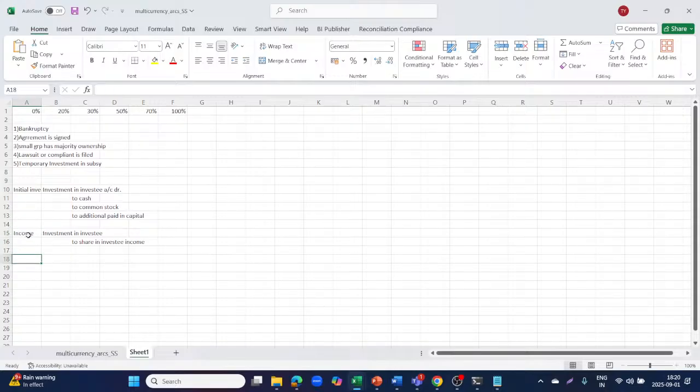Okay, now the third entry that we'll be doing is to record if any dividend is declared by the investee. In that case, if any dividend is declared, then it should have cash account debit, to investment in investee account credit. Okay, so this should be the entry.